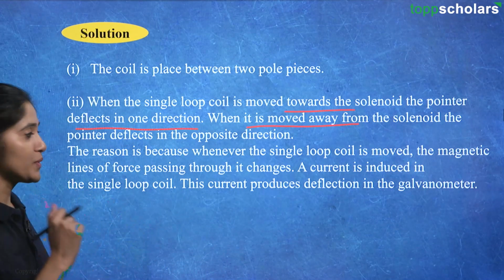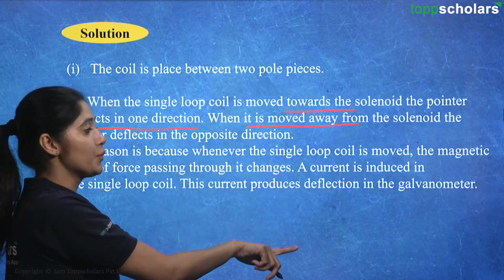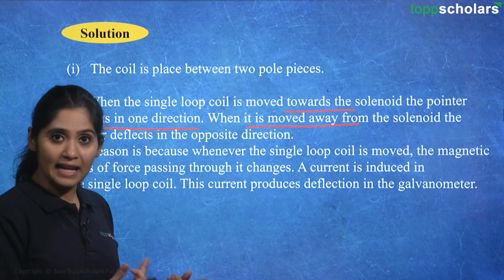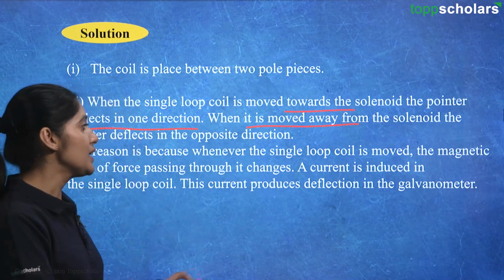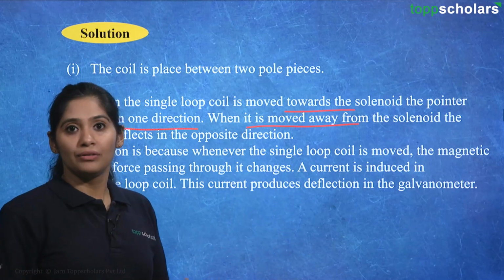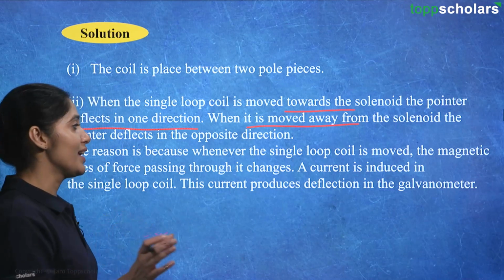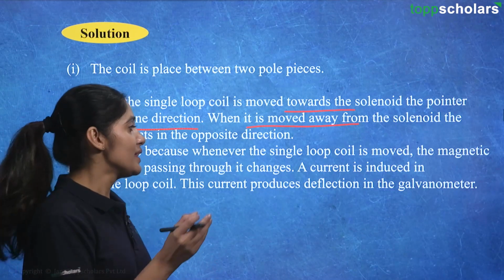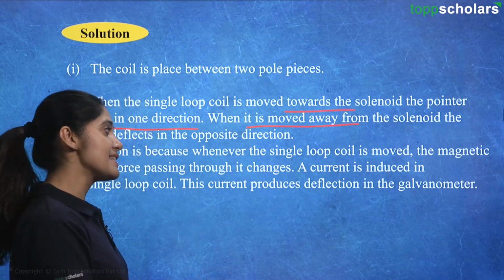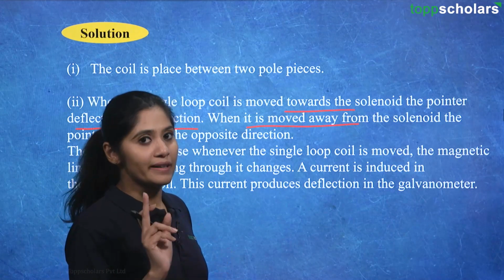and that is the reason why the pointer will deflect in a complete opposite direction. A current is induced in the single loop coil, right? This current produces deflection in the galvanometer. Because of the magnetic field lines caused by the solenoid, when you are moving a single loop coil, under the influence of the magnetic field, it will have an electric current. And because when we are moving closer and away, there will be a change in the direction of the current produced as well. And that is the reason why the galvanometer's pointer will also deflect in a different direction.